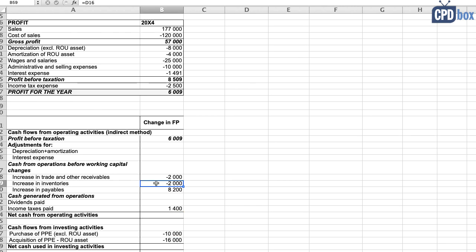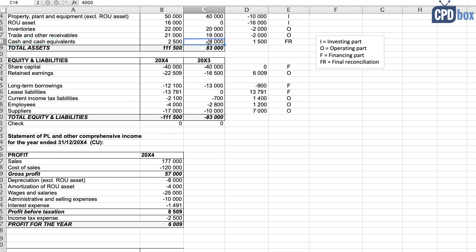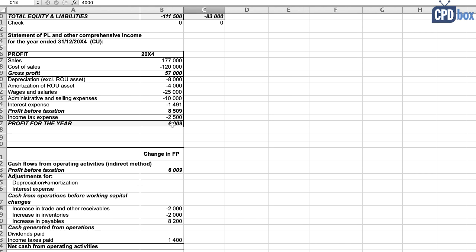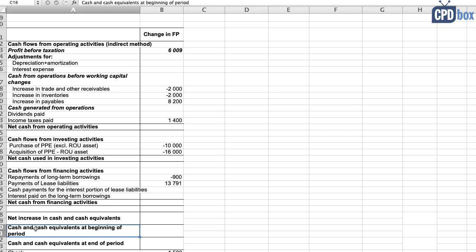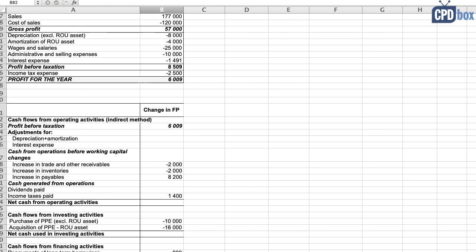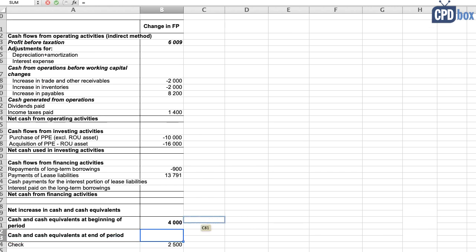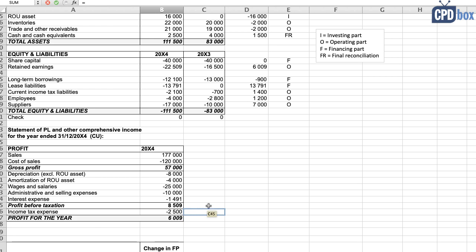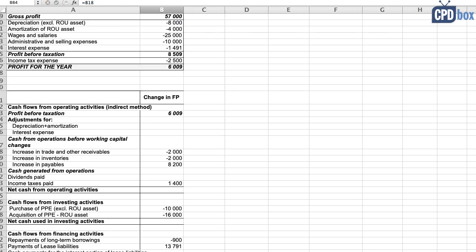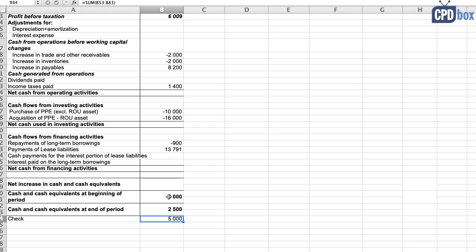So let me finish this. Now, let's deal with cash. Put the opening balance, that's of 20x3, of cash and cash equivalents, to the line cash and cash equivalents at the beginning of the period, and put the closing balance of cash and cash equivalents as of 20x4 to the line cash and cash equivalents at the end of the period, because that's the point of making the statement of cash flows, to explain the change between these two numbers.